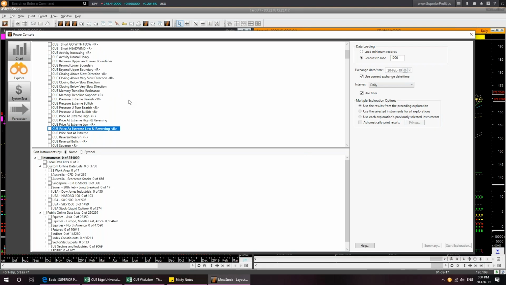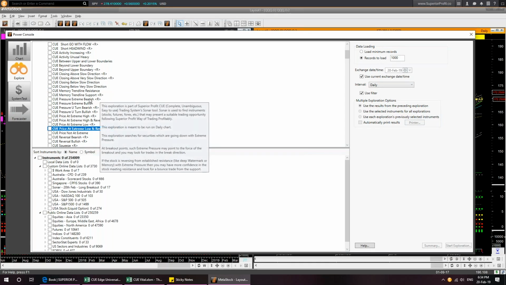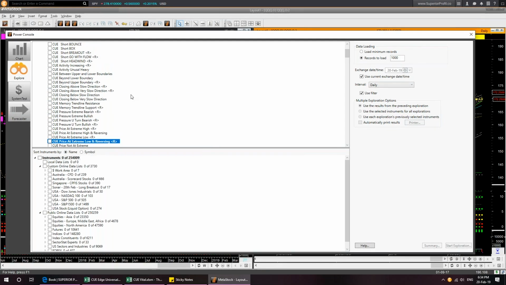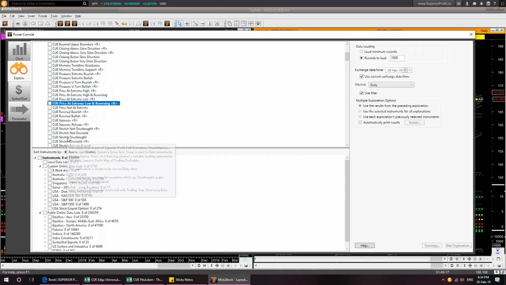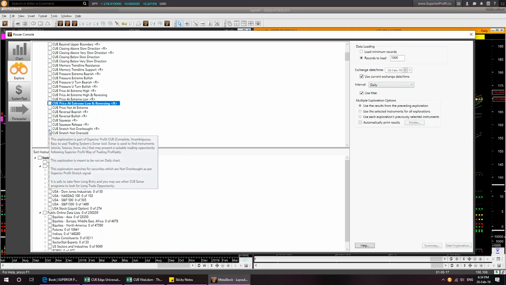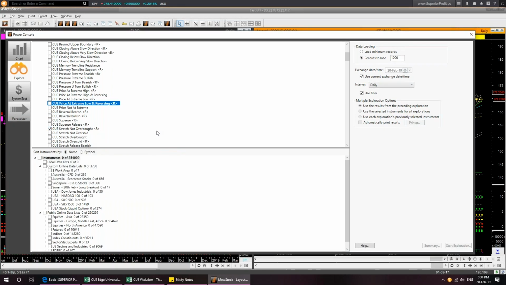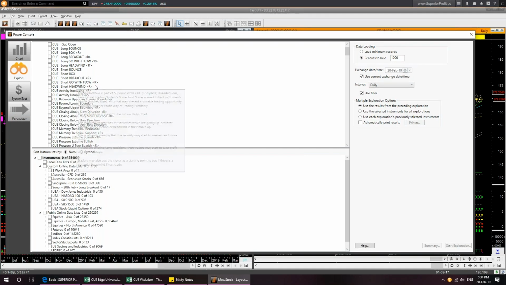Combine that with stocks that are not. Let's look for stocks that are reversing, but I don't want to buy overbought stocks, so I can combine that with Q, stretch not overbought. And further, I may look for a breakout opportunity, so I can add the long breakout scan to that.